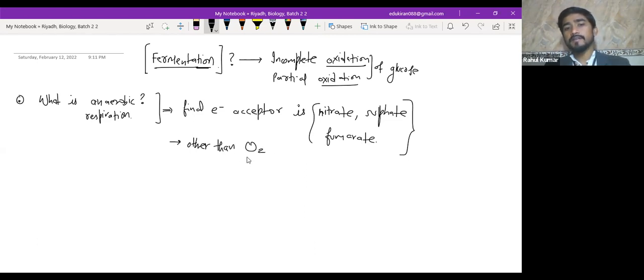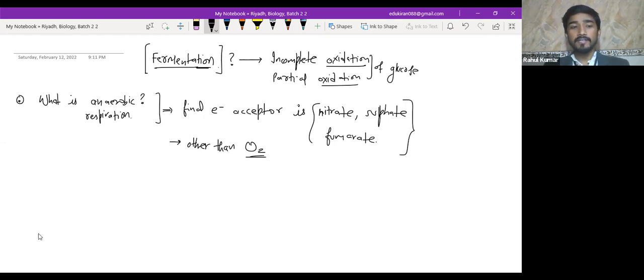And it's clear now, if it is oxygen, then it is aerobic respiration. If oxygen is not present, but still you have to make energy, of course you will make less energy, but you have to make energy. So you have to use another electron acceptor, which is not oxygen. So which is nitrate, sulfate, or fumarate. So that is anaerobic respiration.